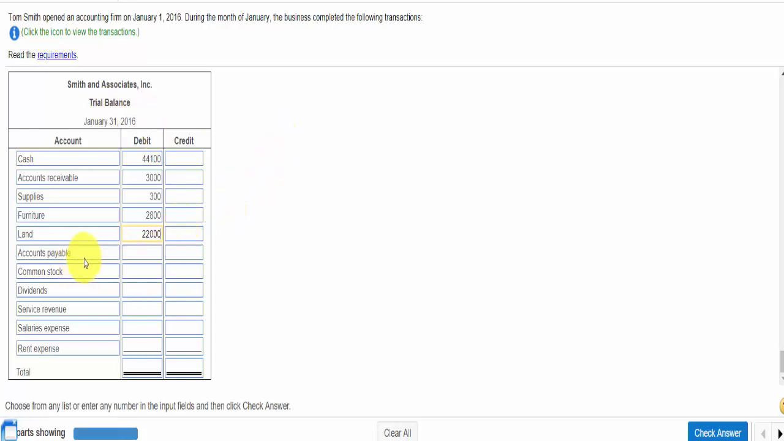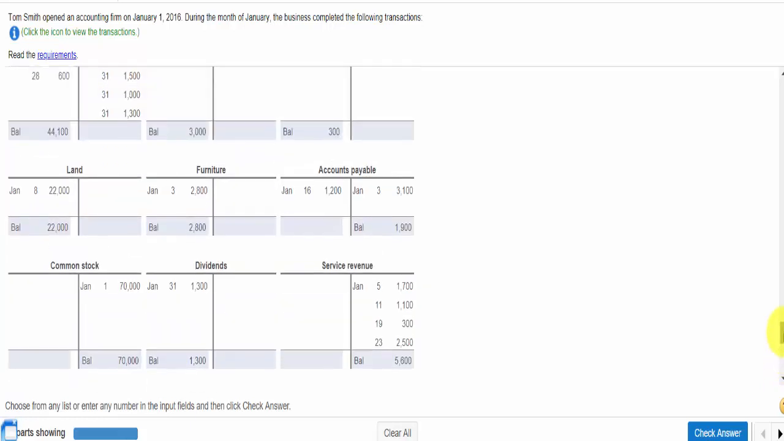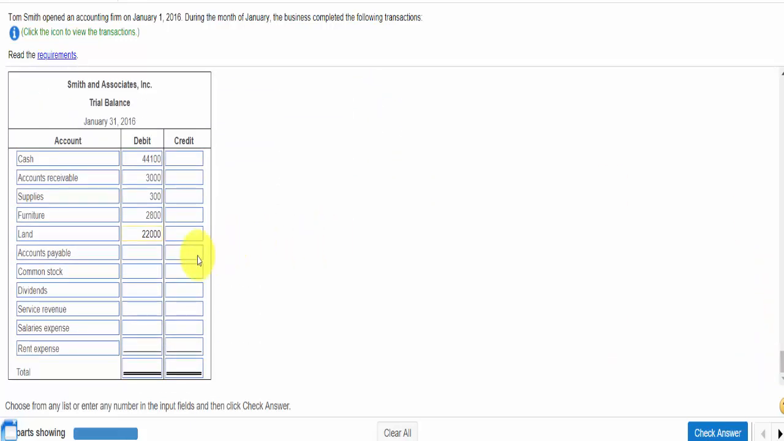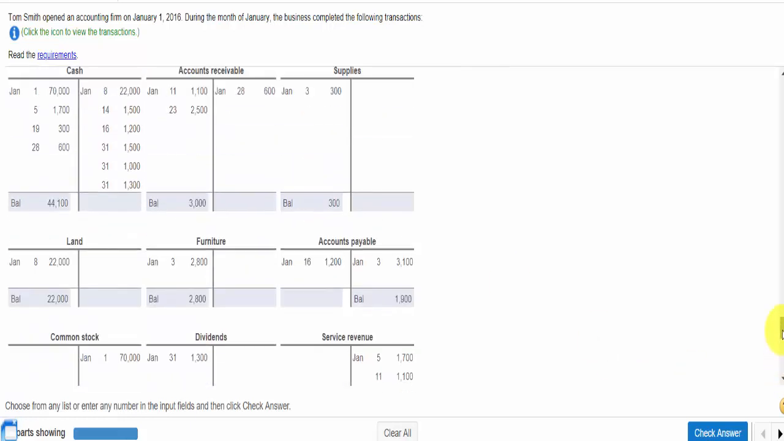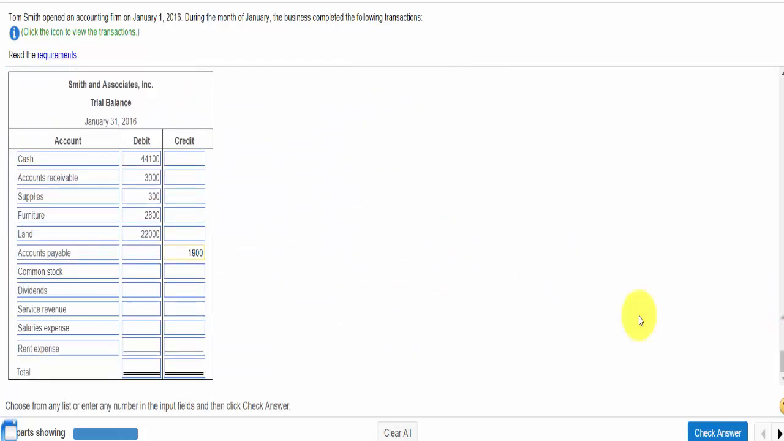Now here is a liability account, and we will see accounts payable. Accounts payable is on the credit side. So we will put 1,900 on the credit side of the trial balance. Here is the credit side of the trial balance; it is a debit side. So we will put the 1,900 here. Let me check it again. Accounts payable 1,900. So the amount is correct.